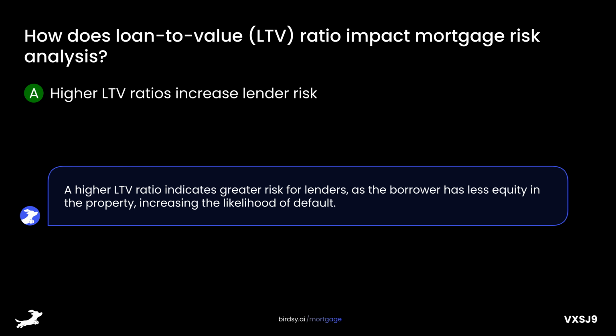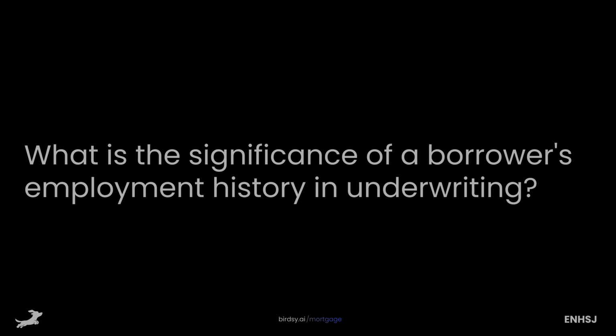A higher LTV ratio indicates greater risk for lenders as the borrower has less equity in the property, increasing the likelihood of default. What is the significance of a borrower's employment history in underwriting?